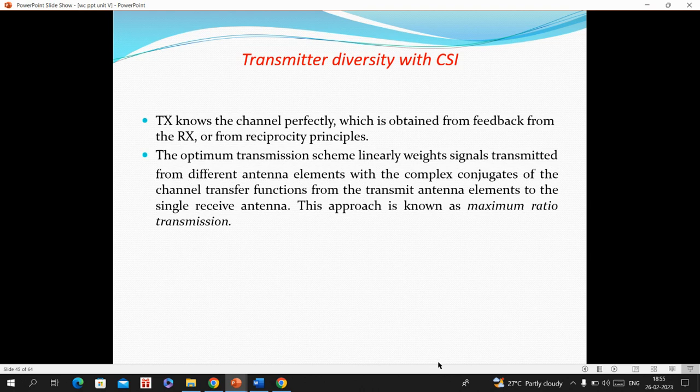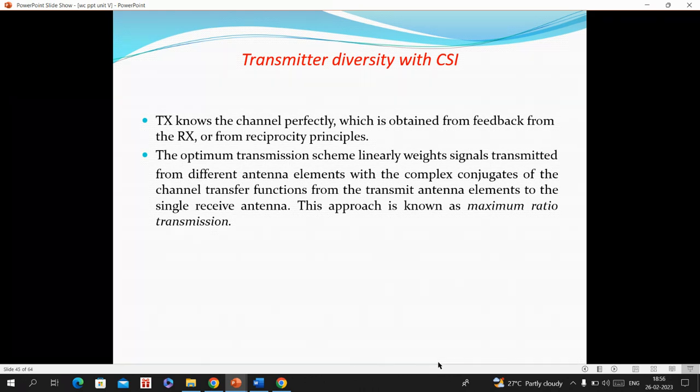Here in transmitter diversity, one major concept is that the wireless channel is always a random variable; it varies with respect to time. So transmitter diversity is either with channel state information or without the information of the channel state. There are two conditions when transmitting information from the transmitting antenna. For example, the receiver will provide feedback to the transmitter about the channel.